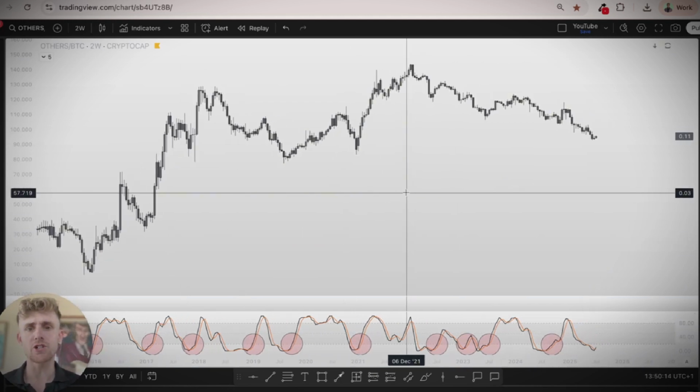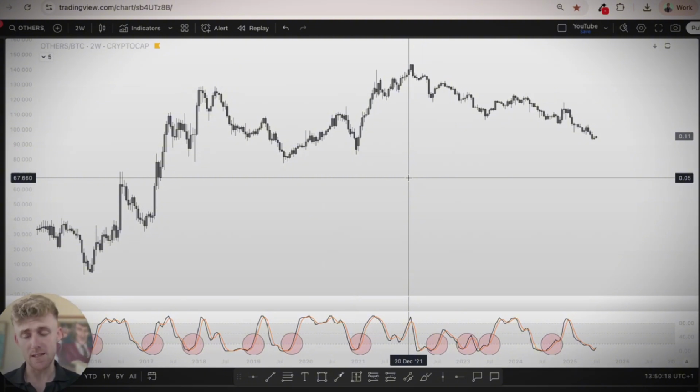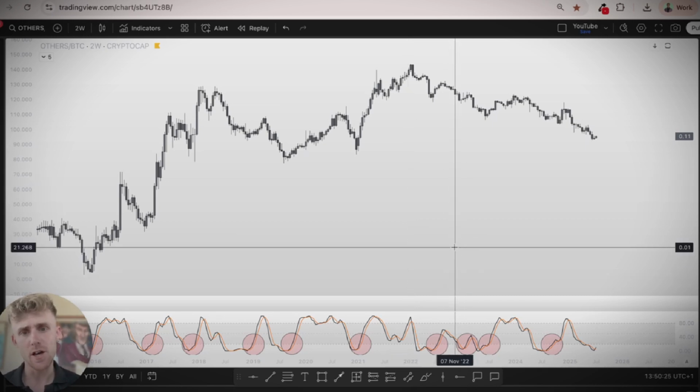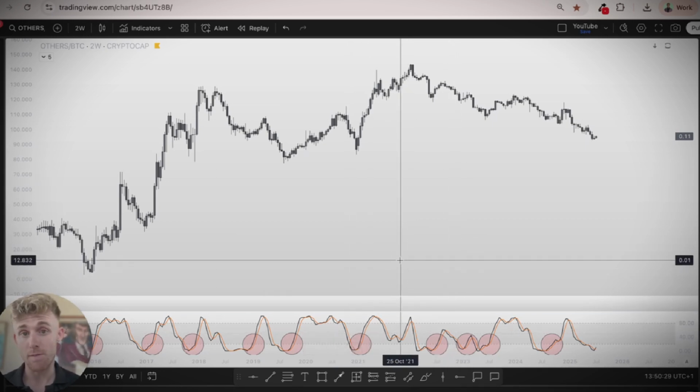There's a couple of conditions for the signal to occur. Condition number one is that Bitcoin must be in a bull market. This saves you from some of the false signals. So long as Bitcoin is in a bull market, this indicator is going to keep you very much on the right side of those alt seasons.